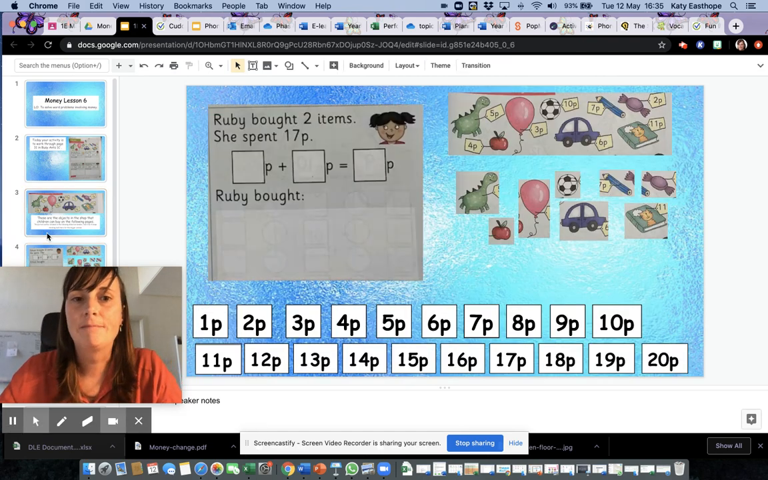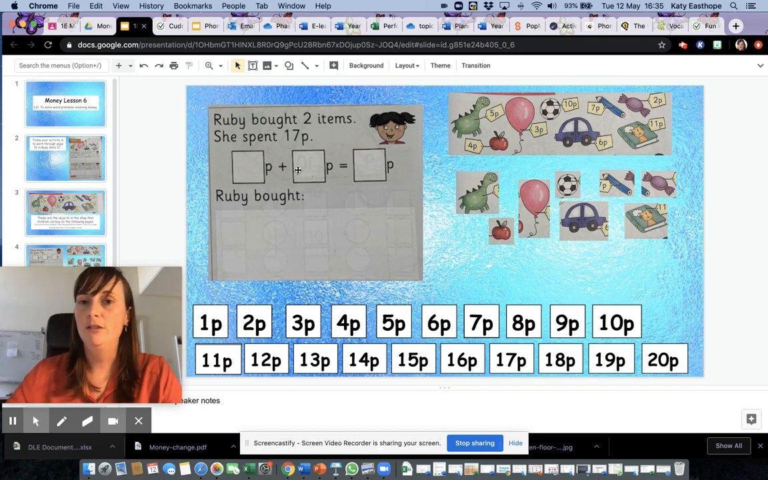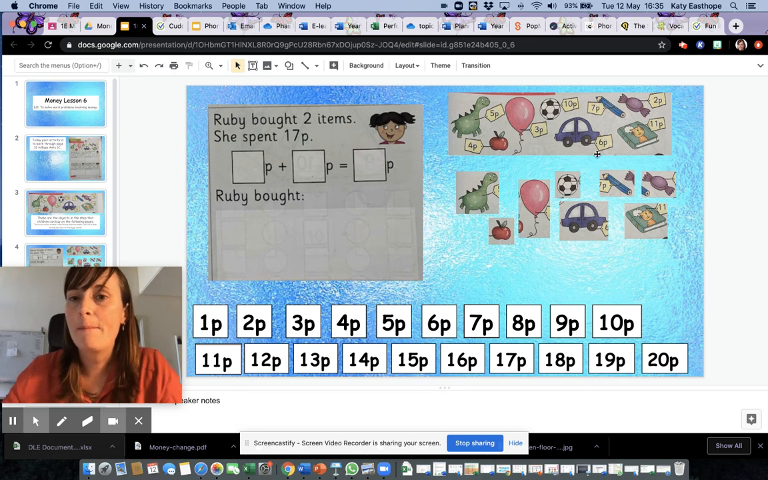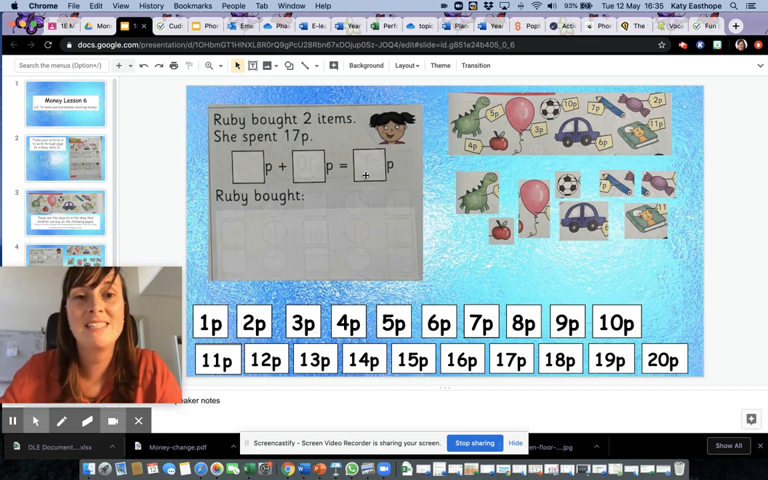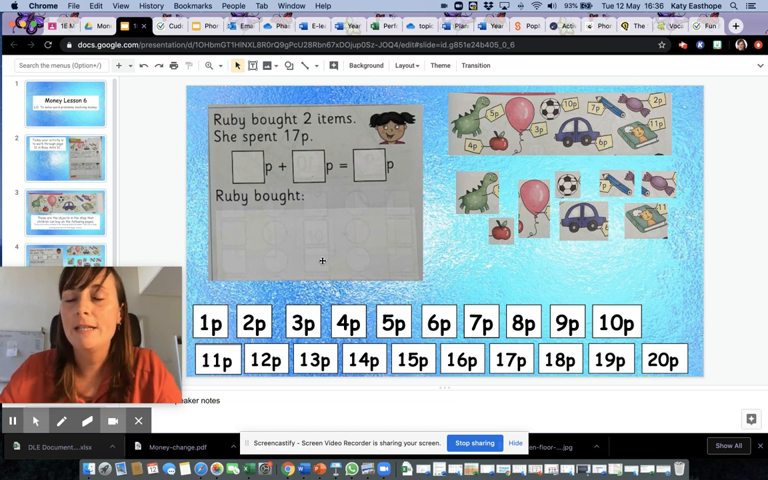Then we've got Ruby. Now she buys 2 items as well, but she spends 17 pence. So you need to have a look and think which 2 of these make 17 pence. Now I can straight away see a 10 add what? 10p add what equals 17? So we're going to have to put 17 in this box to start with. That is the answer. That's our total that we spend. Same here, you have to drag it up. We've spent 17p. But how do we make it?